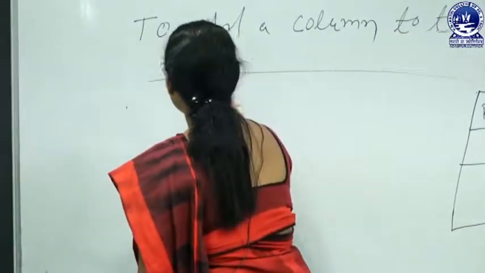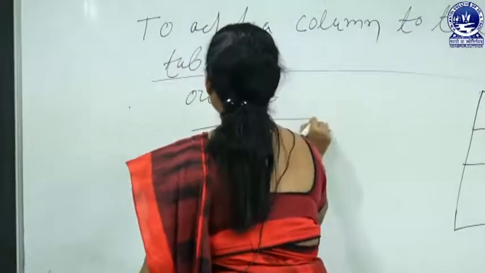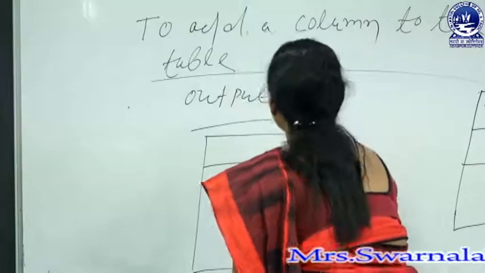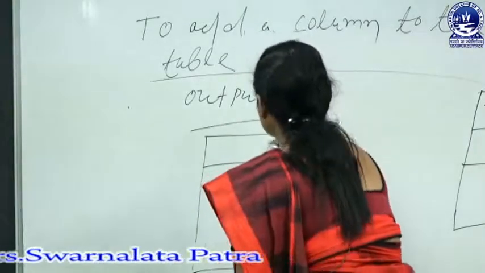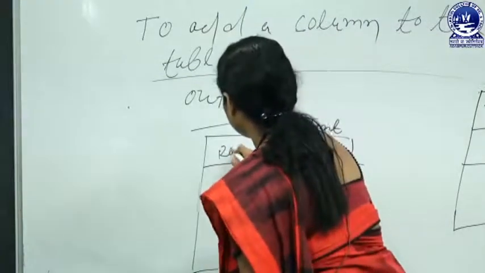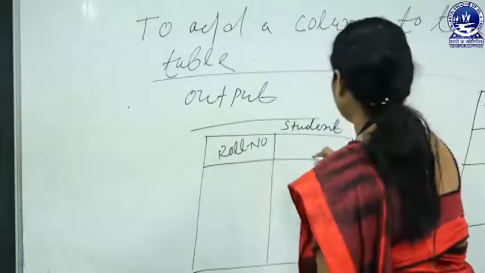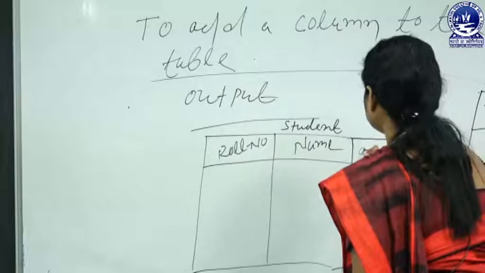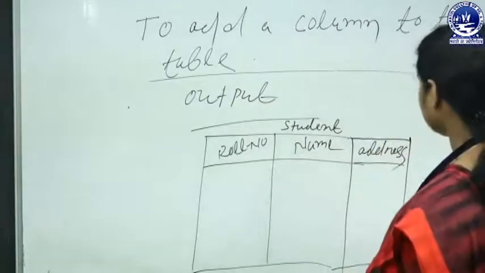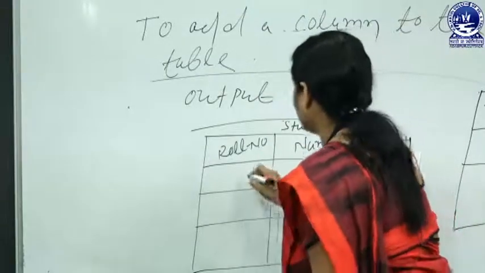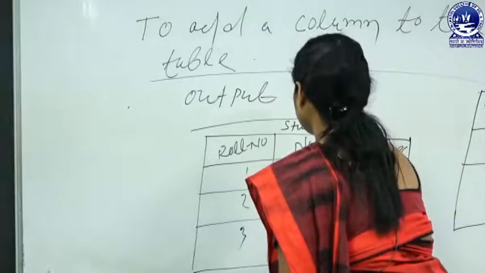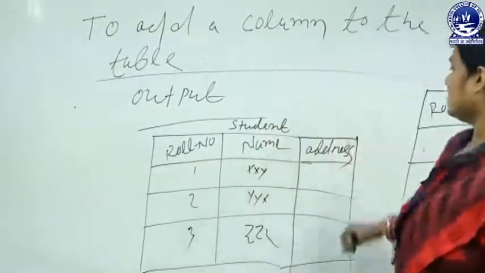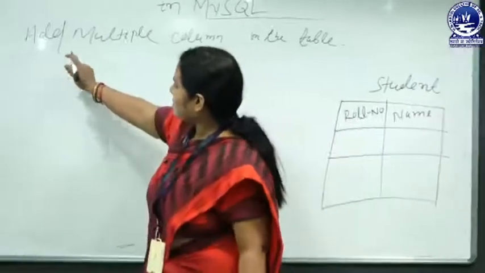The output will be the student table, with roll number and name, which already exist in the table, and then the new column address. Okay. Let us see another example.